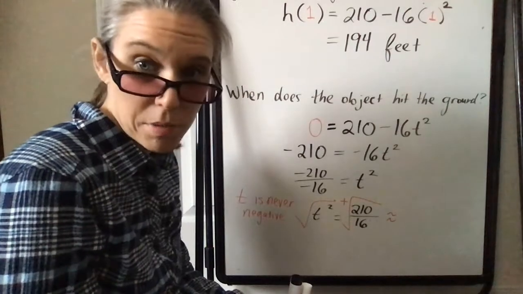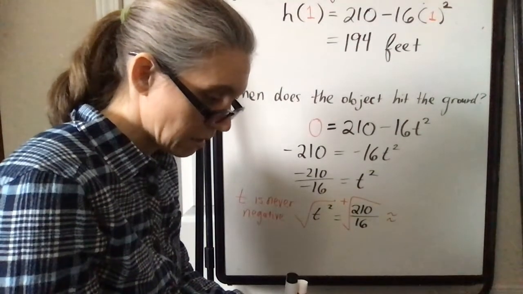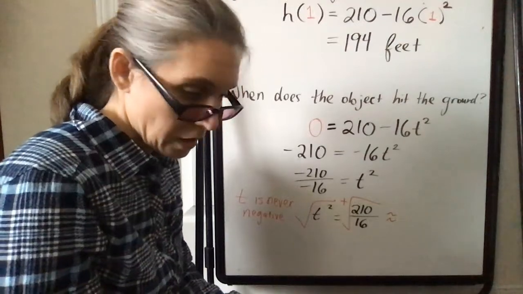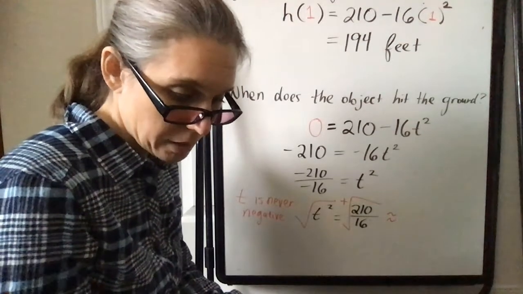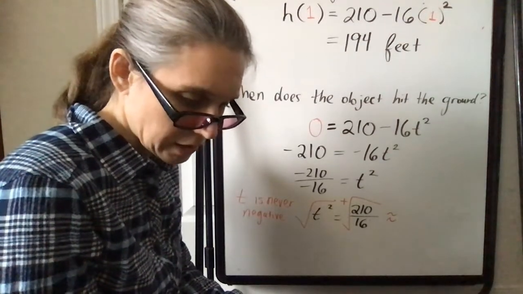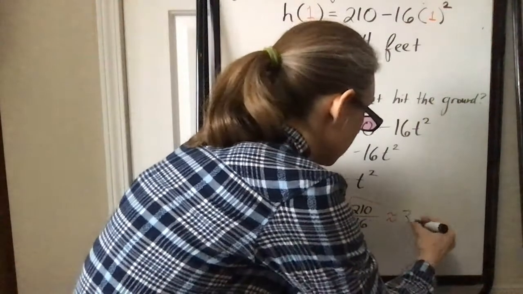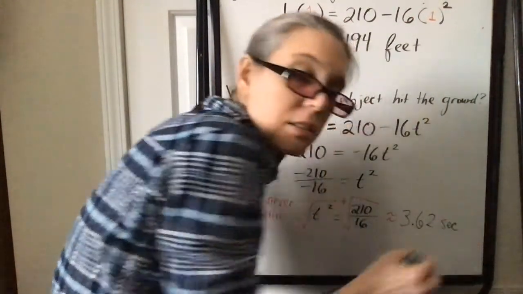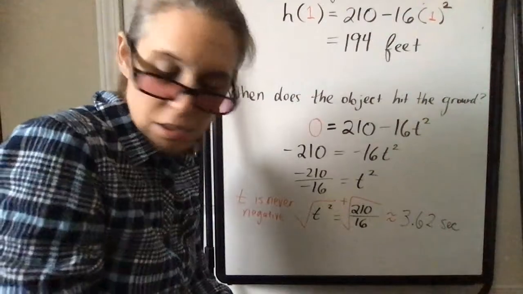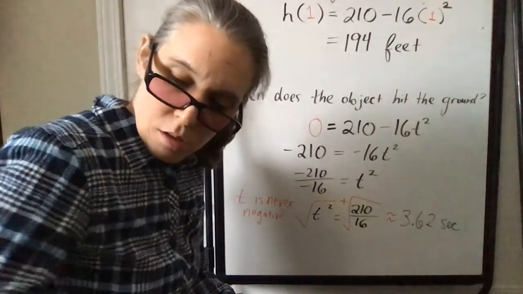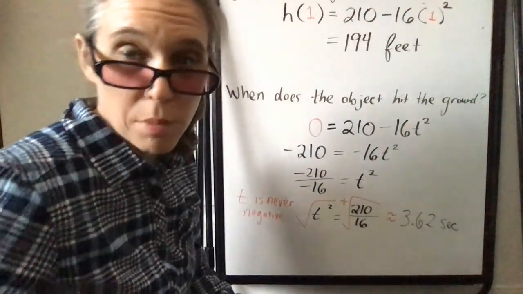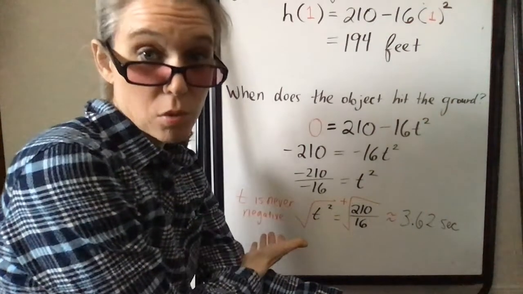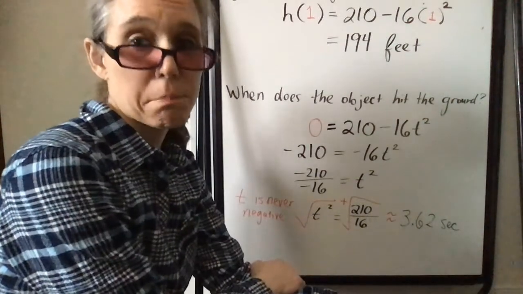210 divided by 16, then I'm going to take the square root of that number, and I get 3.62 seconds. Now make sure this is a reasonable answer. It should not take 50 seconds to drop an object 210 feet. An answer between 3 and 4 seconds is a reasonable time.